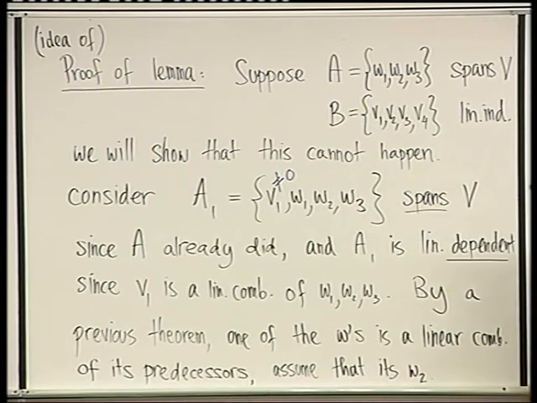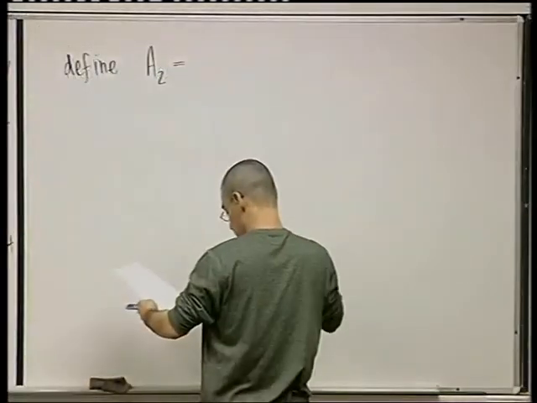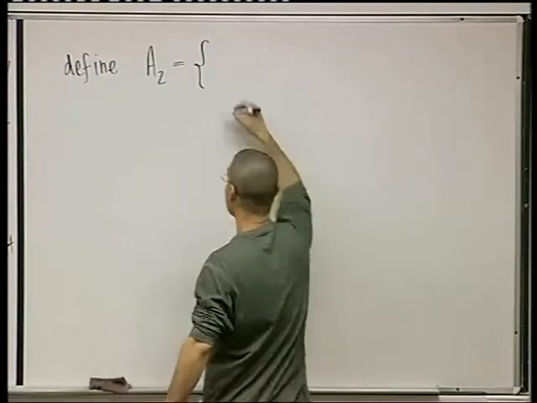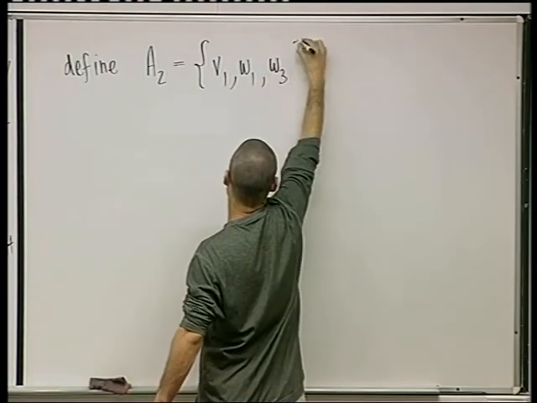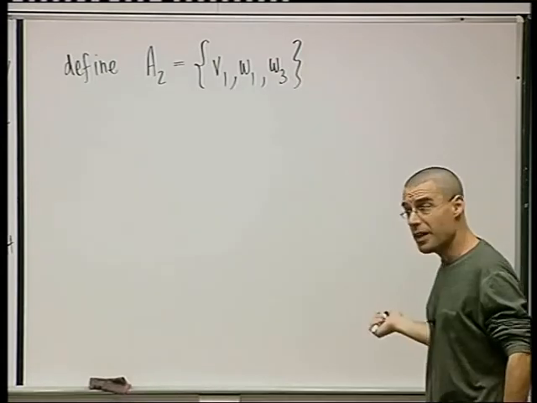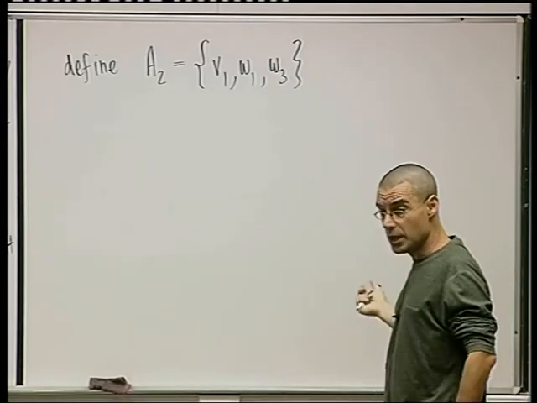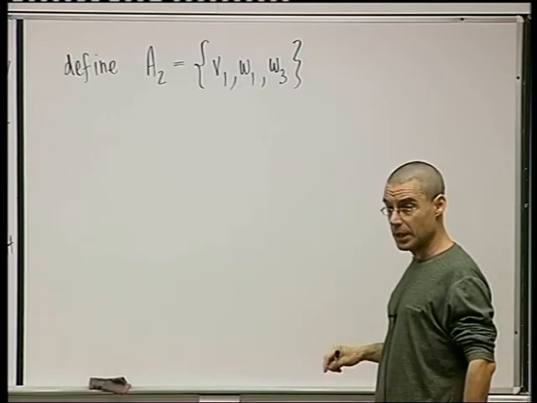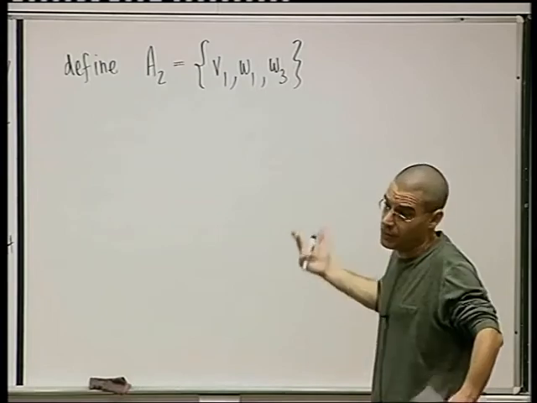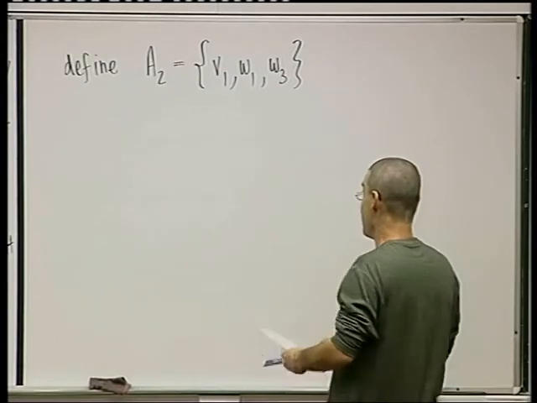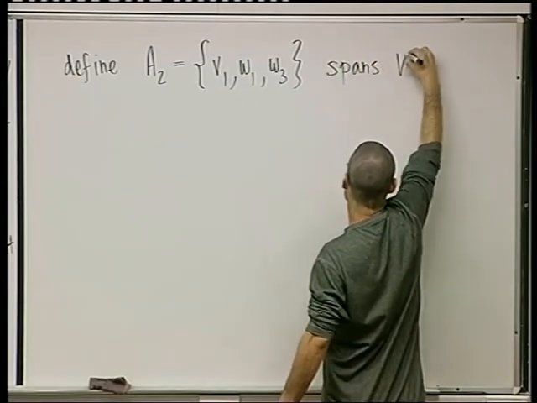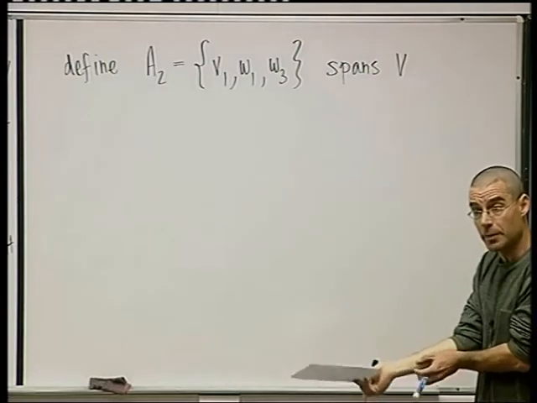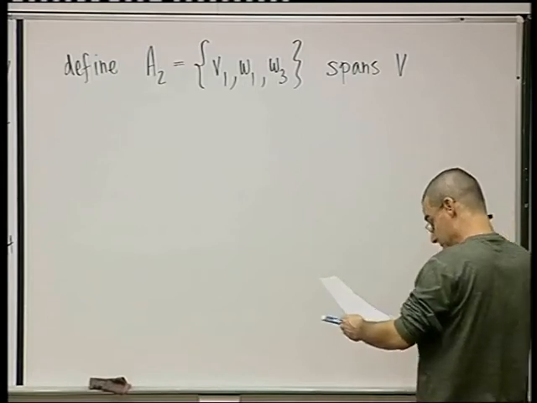So let's define a set which we're going to call A2 now. We're continuing this exchange game. And I'm going to throw W2 out. So I'm left with V1, W1, and W3. I threw away W2. And why did I throw it away? Because I know that it doesn't contribute to the span of A1, because it's a linear combination of the others, so I don't need it. Okay. So A2, this set, is a spanning set for V, because we threw out W2, but it was already a linear combination of the others, right? So this is a spanning set for V.